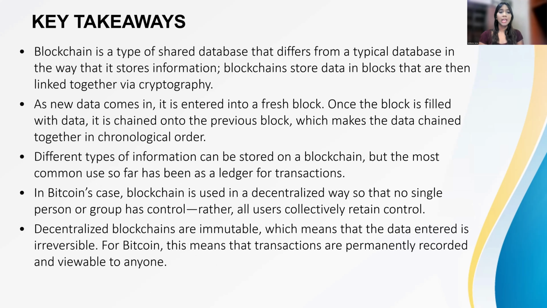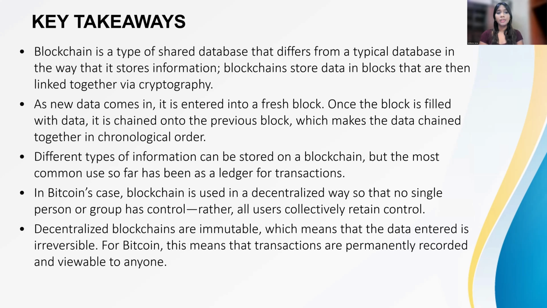Now, coming to the key takeaways from this video. Basically, we have learned that blockchain is a type of shared database that differs from a typical database in the way it stores information. Blockchain stores data in blocks, whereas a traditional database stores data in a tabular format, in tables. As new data comes in, it is entered into a fresh block. Data is basically in the form of transactions, and multiple transactions are grouped together in the form of a block, and then they are added to the blockchain.